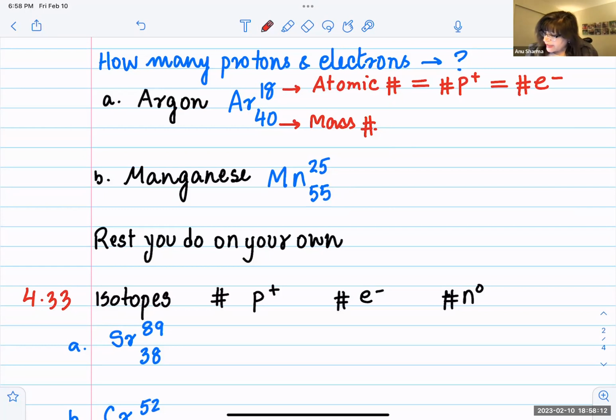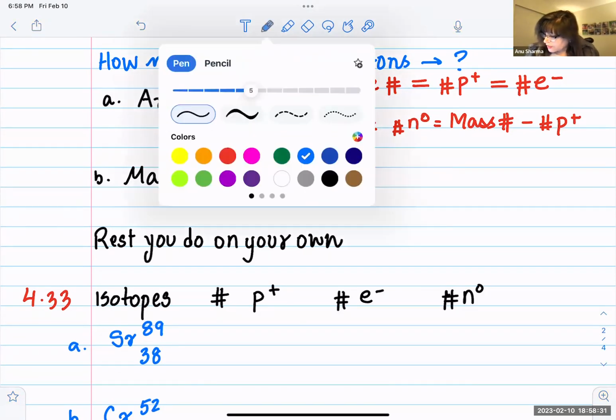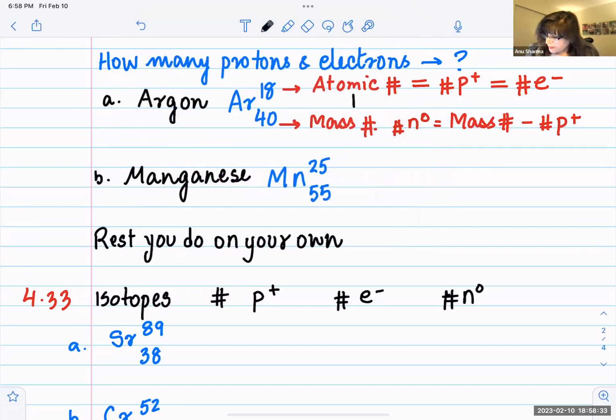So if you were to find the number of neutrons, you are going to take the mass number and subtract the atomic number, or you can also subtract the number of protons. Okay, so these are our formulas. And here we see that if they ask what the atomic number is, here the atomic number is 18, the number of protons is 18, and the number of electrons is 18. So all these numbers are the same.